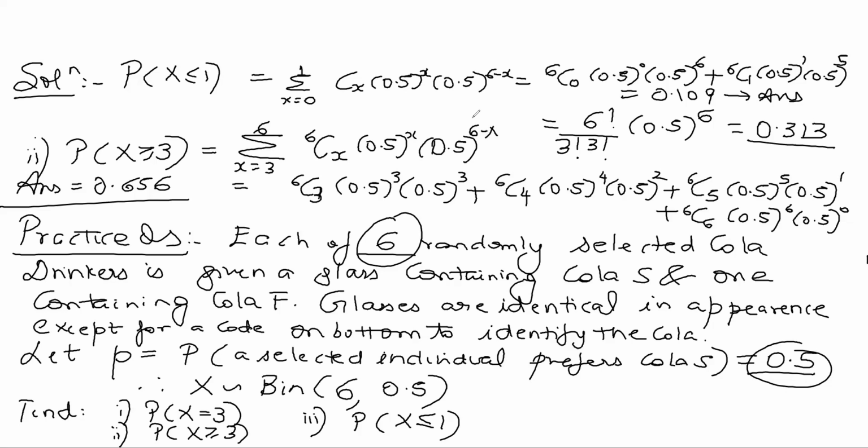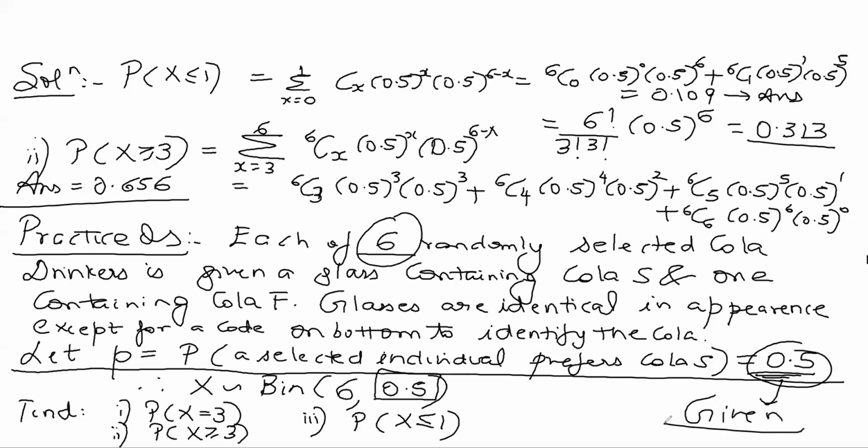Okay. Why is the probability 0.5? Because you see, this is the probability of success. 0.5 is the probability of success. This part is given to us. Probability that a selected individual prefers cola S is 0.5. This is given in the question, and this is the probability of success. So if p is 0.5, what will 1 minus p be? 1 minus 0.5, which is 0.5. So in this question, probability of success is also 0.5. Probability of failure is also 0.5. Very simple.